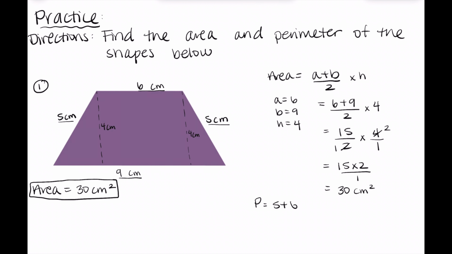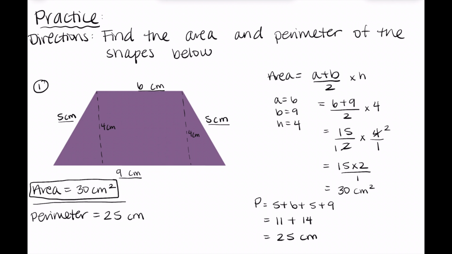Now that we've finished finding the area, we also have to find the perimeter, right? And finding perimeter is just adding up all the sides that go around the shape, right? So the distance around the shape, we have 5 centimeters, 6 centimeters, 5 centimeters, and 9 centimeters. When we add these all together, we end up getting 25 centimeters. So our perimeter for this trapezoid would be 25 centimeters, and that is it for our first practice problem.